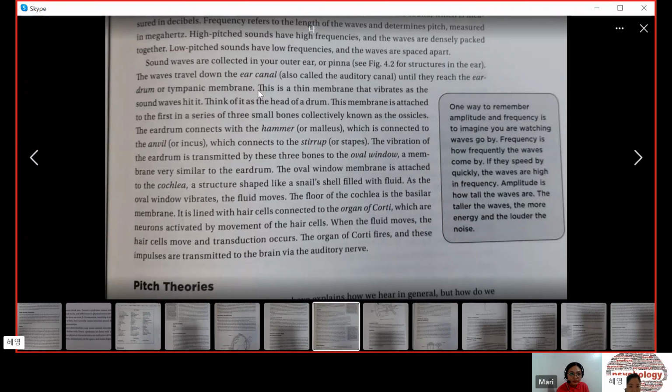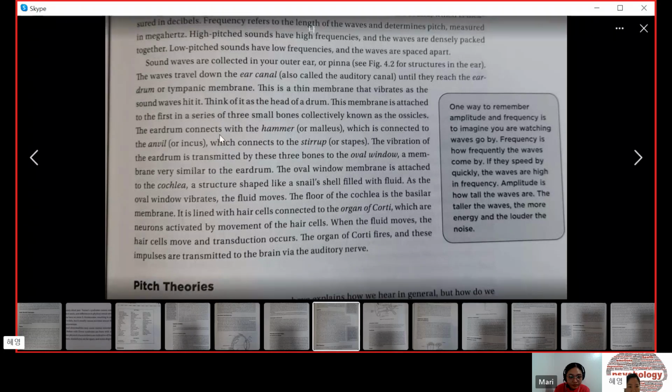So here, this is a thin membrane that vibrates as the sound waves hit it. Think of it as the head of a drum. This membrane is attached to the first in a series of three small bones collectively known as ossicles.